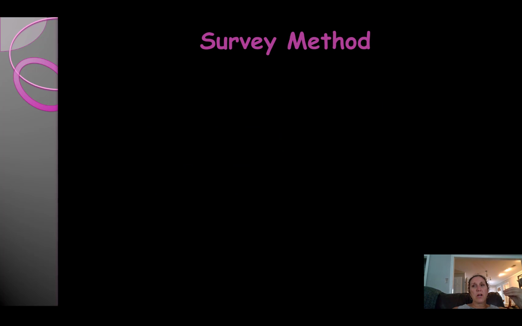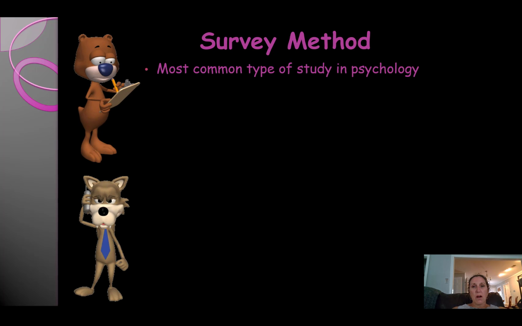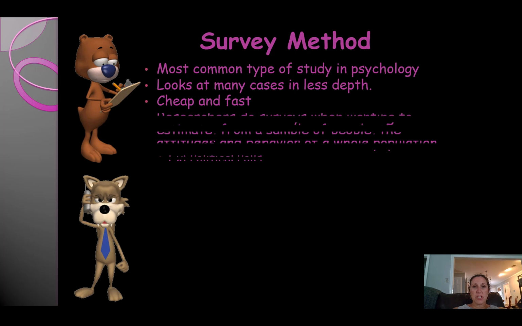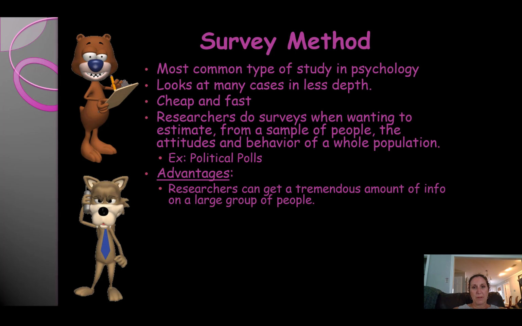And the last one we're going to talk about is the survey method. The survey method is the most common type of study, and it looks at many cases in depth. It's cheap, it's fast, and researchers do surveys when they want to estimate from a sample of people the attitudes and behaviors of the whole population.